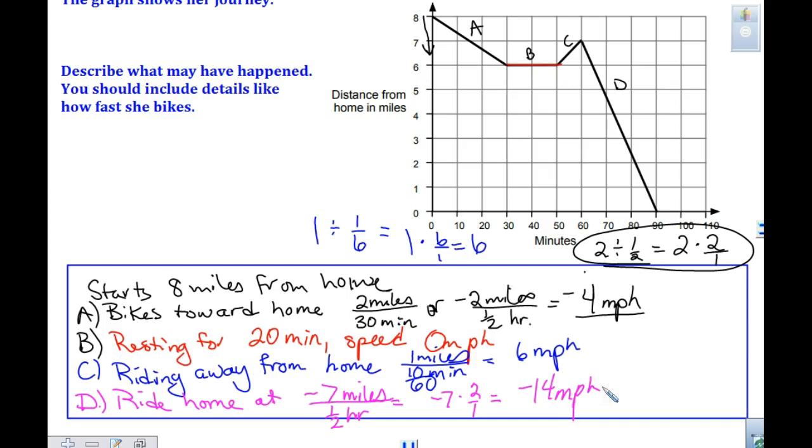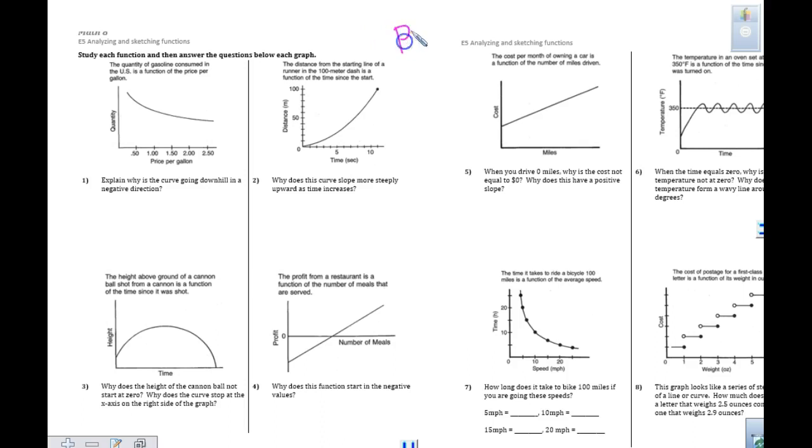Okay? So on page 32, because there are so many graphs and it takes a lot of pages, make sure you take a look at what's on your axes: the price per gallon and the quality, time in seconds, distance, number of meals and the profit, height and time. I would like you to turn to page 33 and look at number 7.